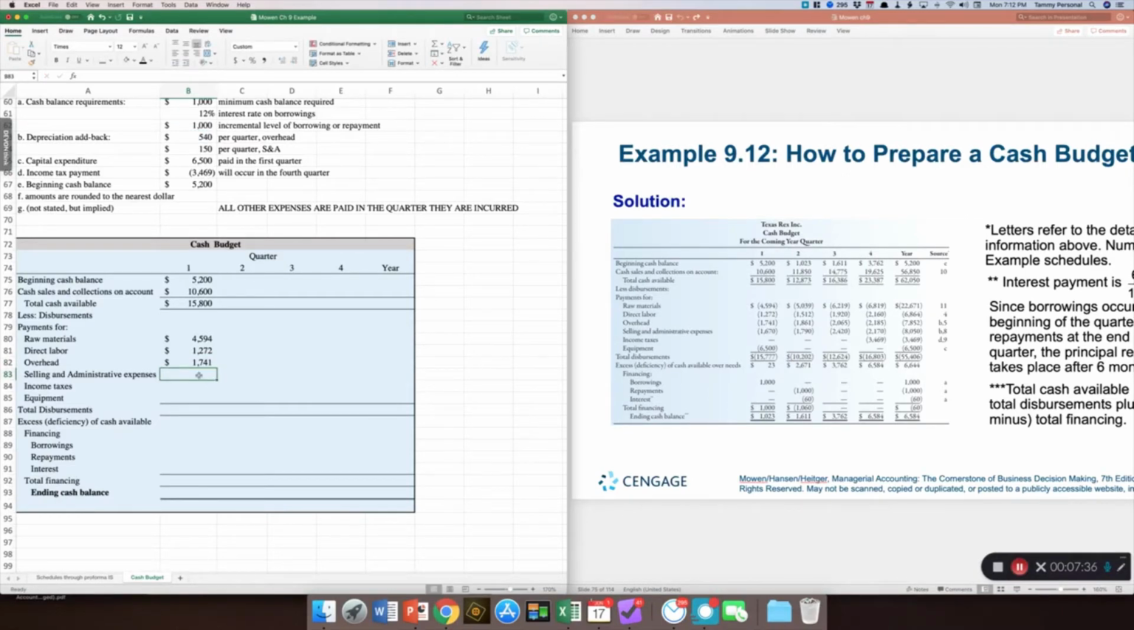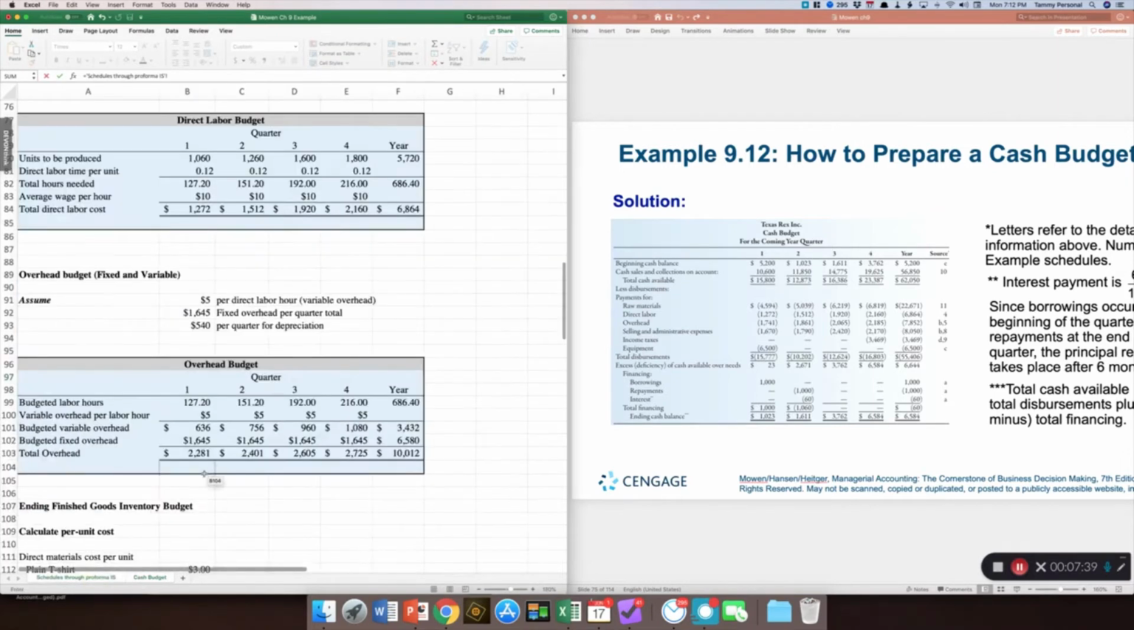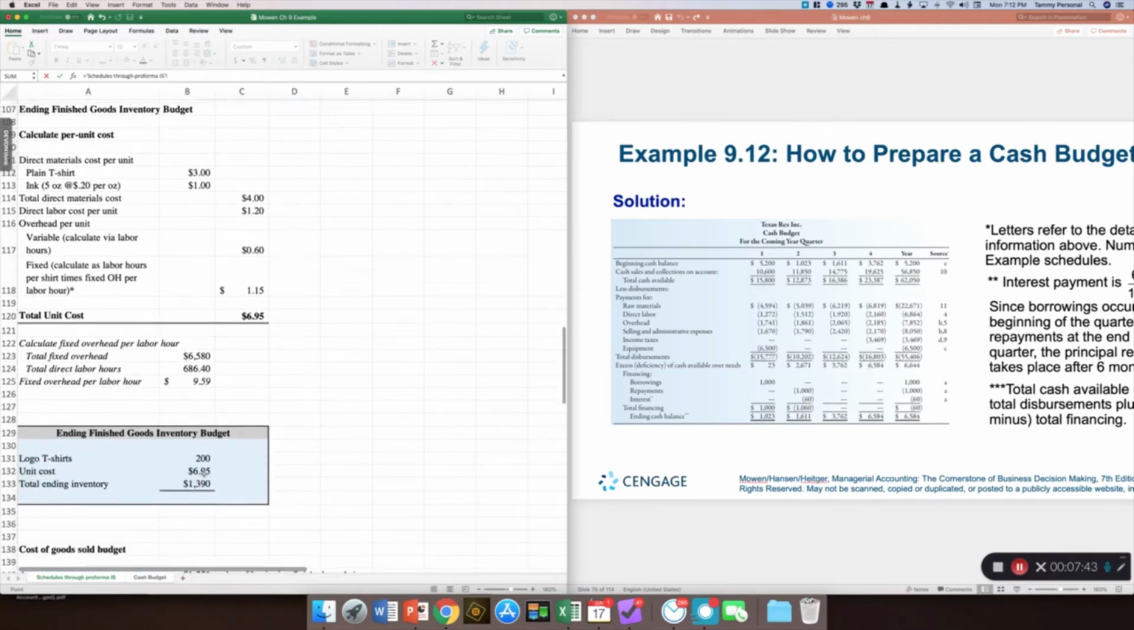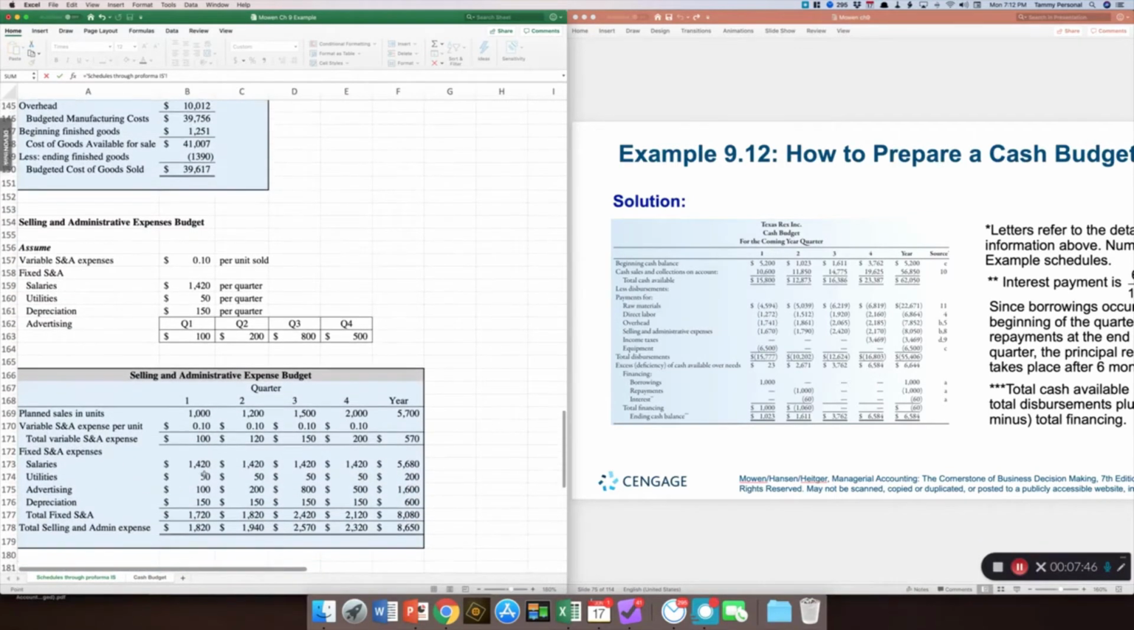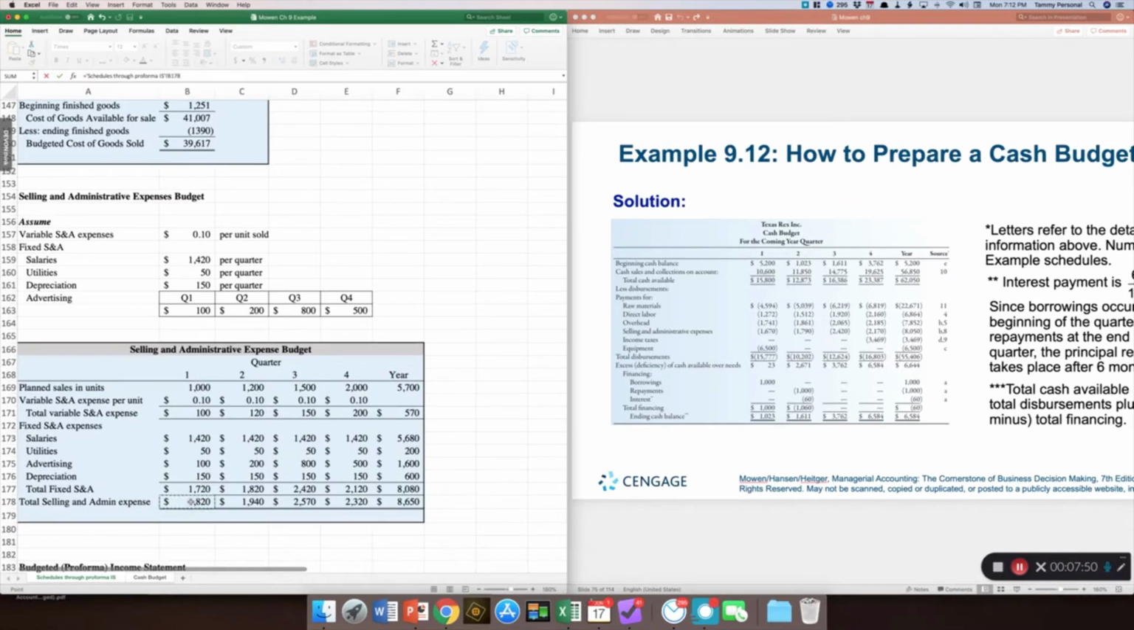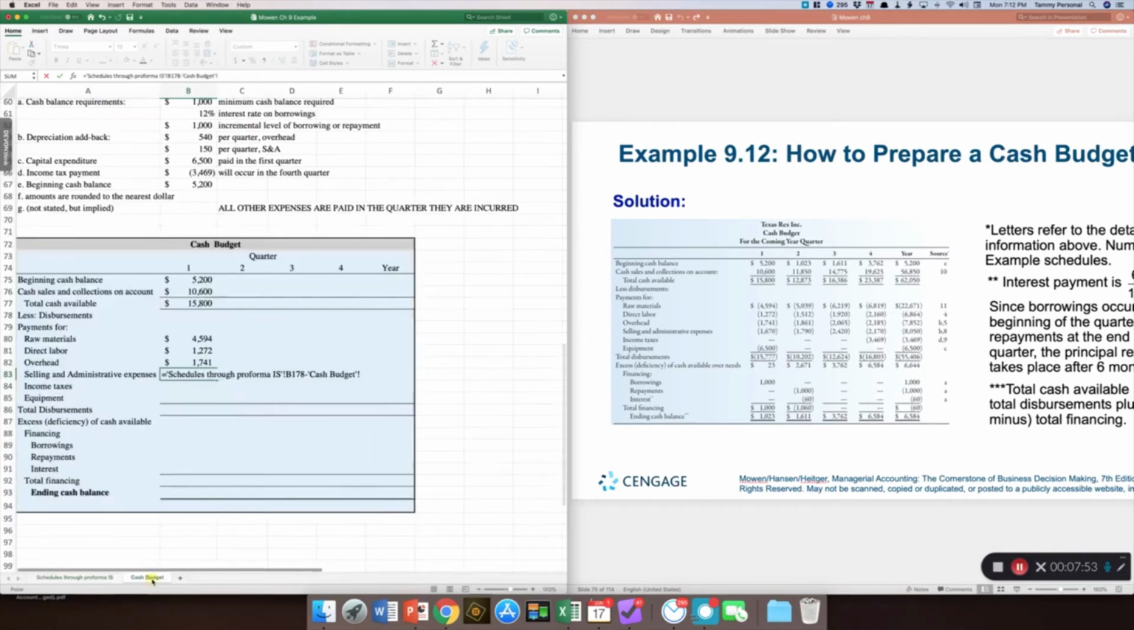And likewise, we're going to pick up all of our selling and administrative expenses, which are, where are they? Further on down here. There we go. So our selling and administrative expenses, and we are going to adjust that for depreciation. And then our income taxes. We don't pay any income tax until the end, so that's going to be 0. And our equipment, we are going to pick up in the first quarter. And I should make all of these negative just to keep it consistent.